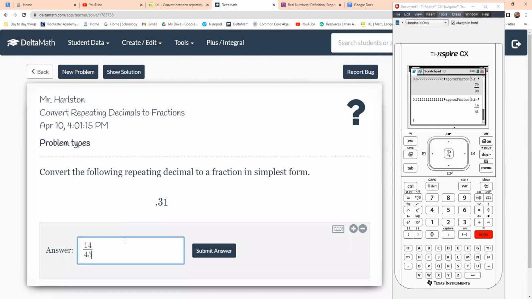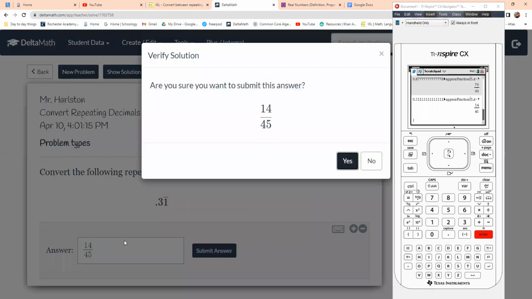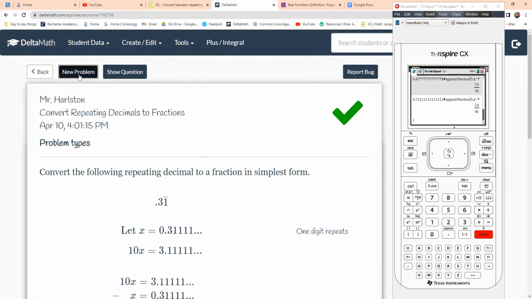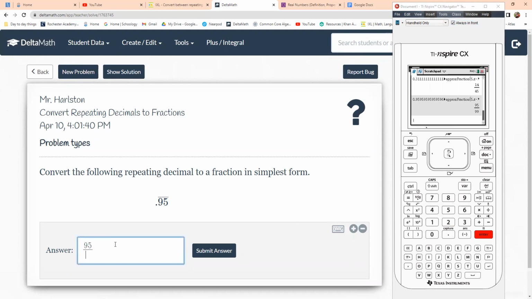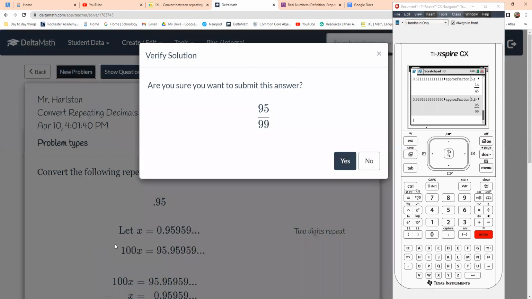I'm trying to do it in my head. I would say that's about right. Yep. Let's do one more. This is 0.95. So we're gonna do 0.95, 95, 95, 95, and then menu 22. And it says 95 over 99. So 95 over 99. And that's wonderful.